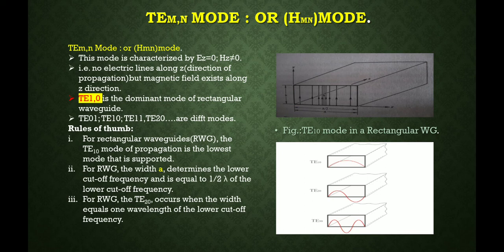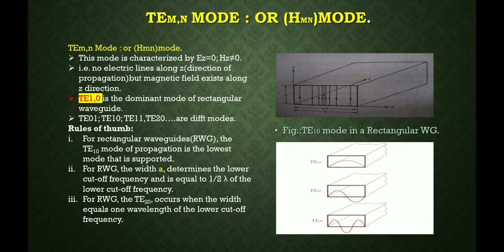Rule of thumb for rectangular waveguides, the TE10 mode of propagation is the lowest mode that is supported, and it is the width A of the cross section which determines the lower cutoff frequency fco and is equal to half the wavelength of the lower cutoff frequency. And third, the TE20 occurs when the width A dimension equals 1 wavelength of the lower cutoff frequency.